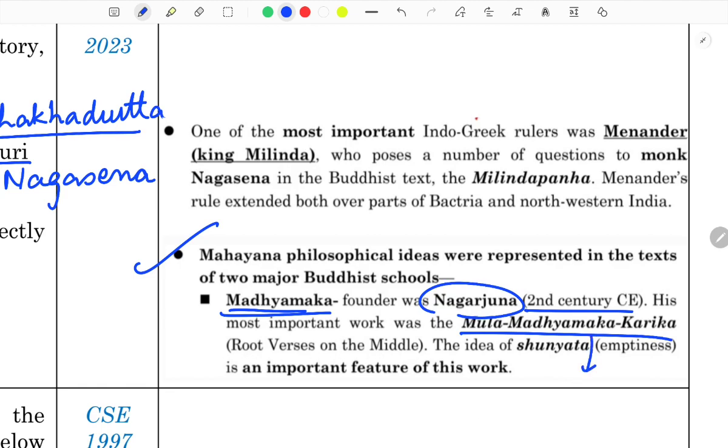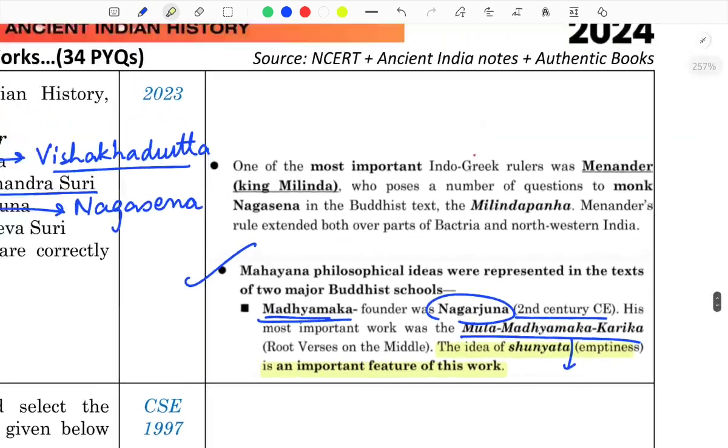Root verses on the middle. The idea of Shunyata is important, keep this in mind because you have a question on the Madhyama Karika also. In this Moola Madhyama Karika, a work of Nagarjuna, there is the idea of Shunyata, which is an important feature of this work of Nagarjuna. The idea of Shunyata, keep this in mind.